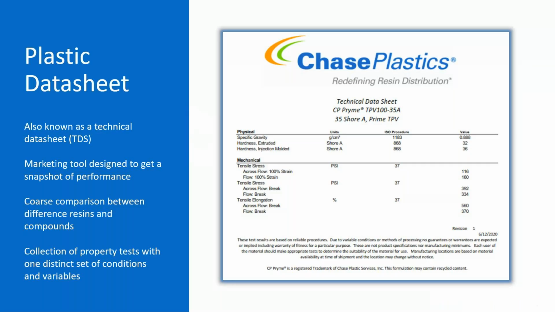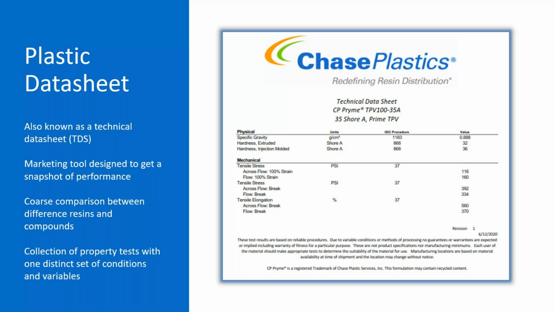So a plastic data sheet, also known as a technical data sheet, TDS. Further in this presentation, you'll likely see that I reference TDS as the acronym there when we're going through it. Data sheets are used as a marketing tool. They're to help give you a snapshot of performance of a material.